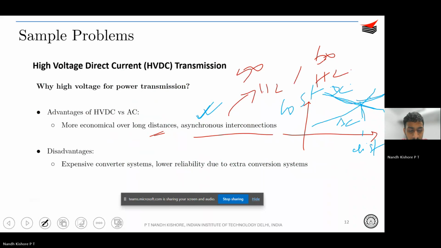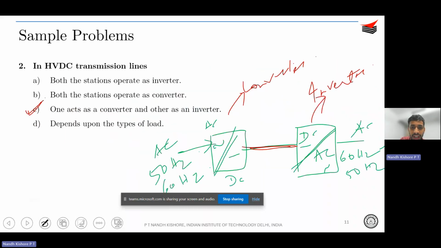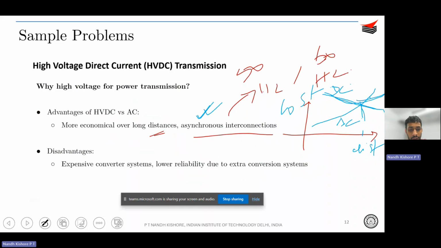So what are the disadvantages? You understand that you need to have two converters, right? We saw earlier that you need an AC to DC conversion stage and a DC to AC conversion stage. Mind you, both of these are for the rated power. And of course, the voltage level is going to be really high. So expensive converter systems, and you have a lot of converters, so the reliability goes down. But typically people use it for longer distances and asynchronous interconnections.